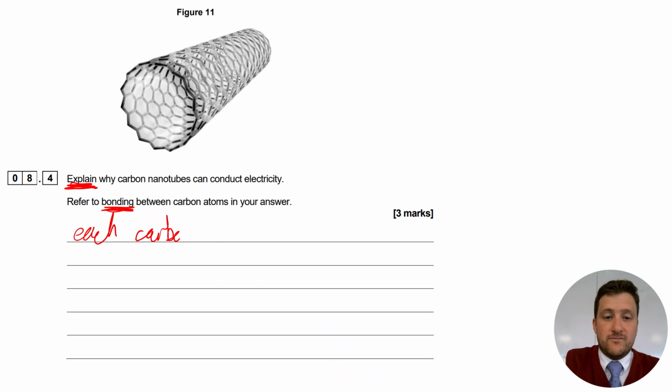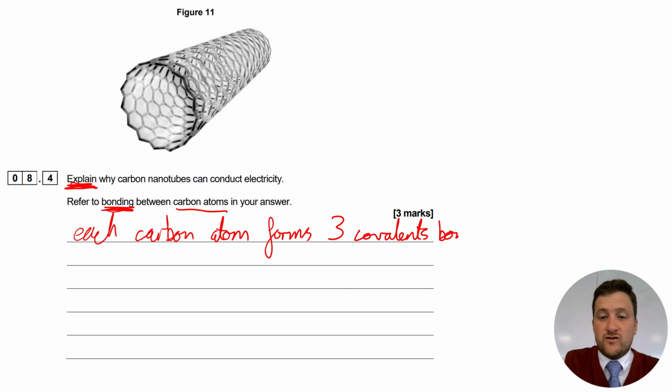carbon atom, okay, this is our carbon atom. Why am I saying carbon atom? Because it tells me in the question to say it like this. Each carbon atom forms 3 covalent bonds. Okay, I'm talking about the bonding. I've ticked off that bit because I've said there's covalent bonds and there's 3 of them. So what? This is my so bit.